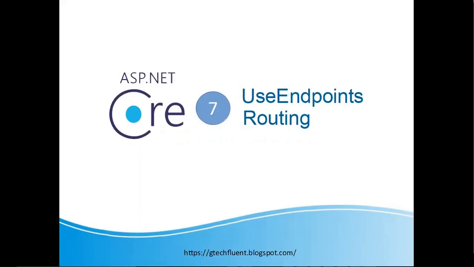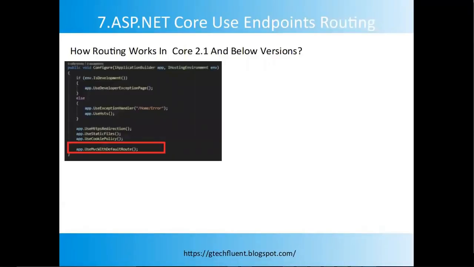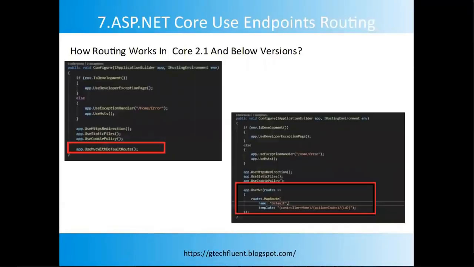Now let's understand how routing is configured in ASP.NET Core 2.1 and below versions. For this, I recommend you watch our previous video on ASP.NET Core routing to understand routing in more detail. In ASP.NET Core 2.1 or below, routing is configured using app.UseMvc with the default route or app.UseMvc middleware, and this middleware must be configured at the end of the request pipeline.